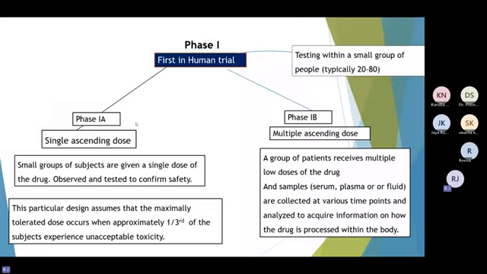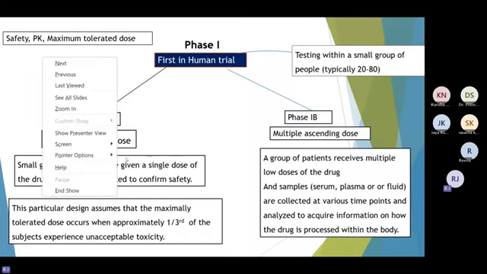In how many people do we test the drug? Generally, it is tested in 20 to 80 people. Okay, this number may vary. Some books may suggest like 30 to 70 or something like that, but generally it is less than 100. Okay, and what do we determine in phase one? We test safety, PK, and what else?